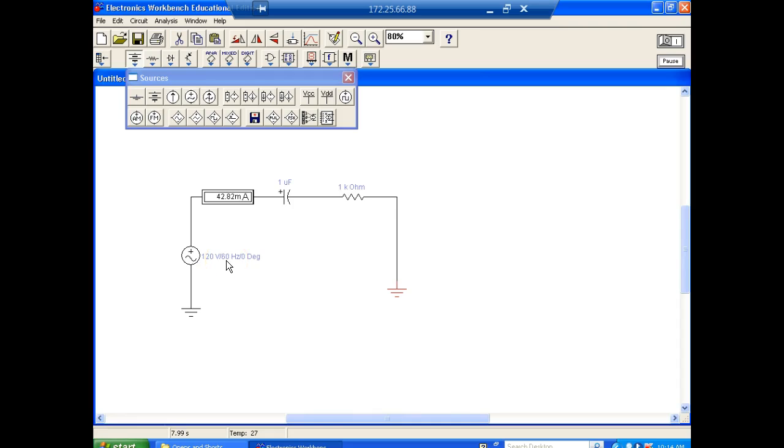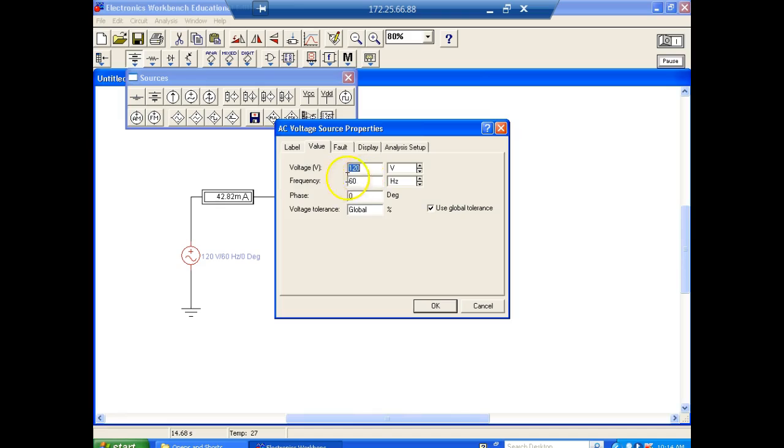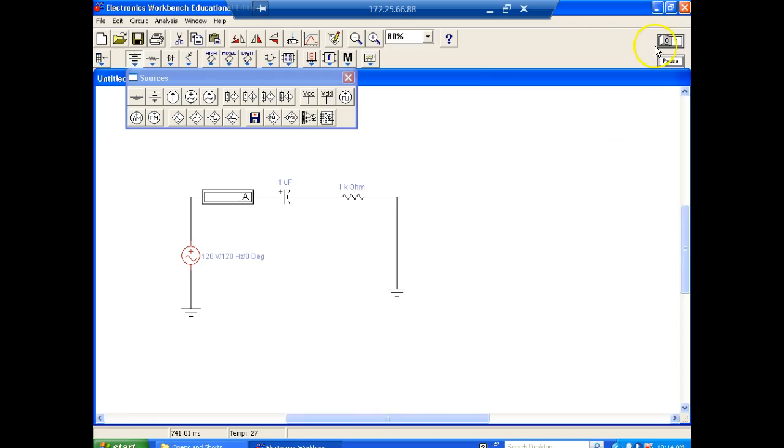Y'all understand that now? So what do we get at 60 hertz? 42.8. So let's change this to 120 hertz. Hopefully the simulation works. What did the current do? Should double. But I didn't change this guy, and 120 volts has to be dropped between this guy and that guy. So this guy didn't change values. So how did the current go up? Well, the current had to go up because the capacitor's opposition had to do what? Go down.